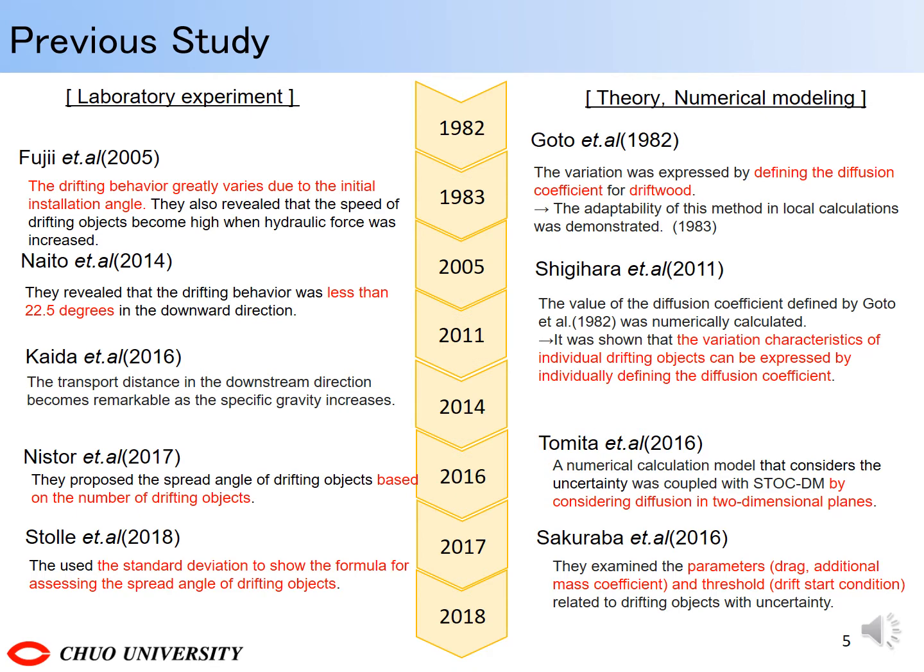From a field survey, Naito et al. found that the drifting behavior was within a range of 22.5 degrees in the downward direction. Nistor et al. proposed the spread angle of drift objects based on the number of them. Stoll et al. used the standard deviation to show the formula for assessing the spread angle of drifting objects.